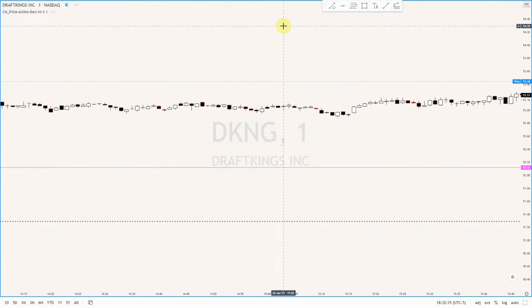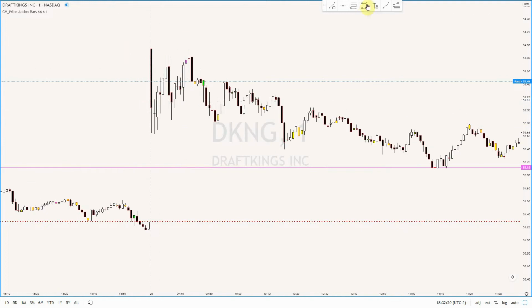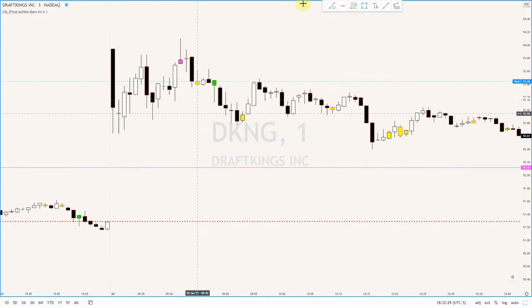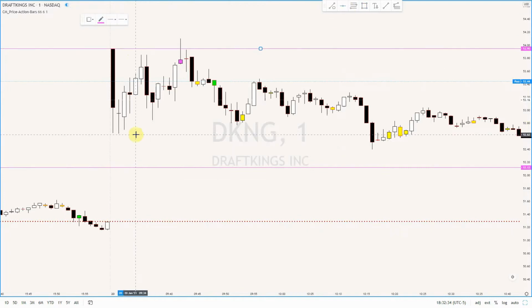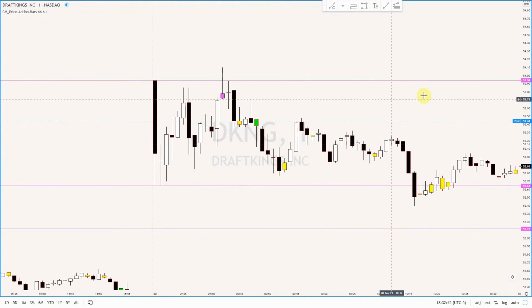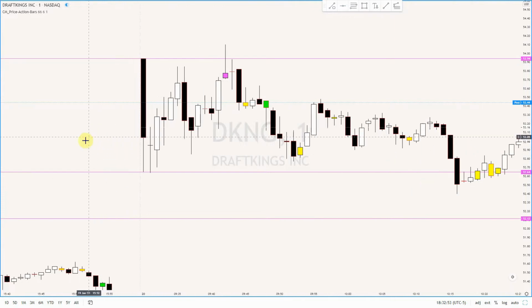And I'm even going to put DKNG back on a 1 minute so we can really see that chop. Oh, yeah, that's kind of ugly, isn't it? So, what we would see here, and let's just go through this, is first we got our first candle. Boom. So out of the gate, let me make this bigger so everyone can see it. We've got our first high and our first low. So that's what we're going to measure off of. Let's see what it does next.